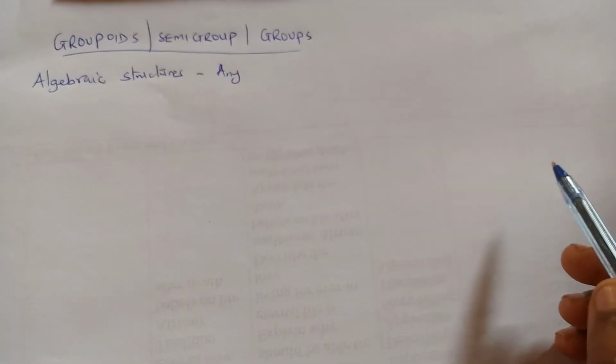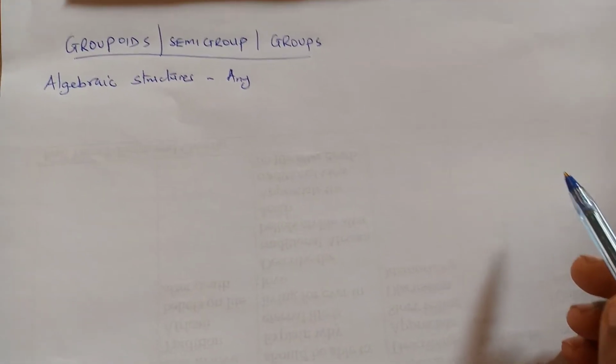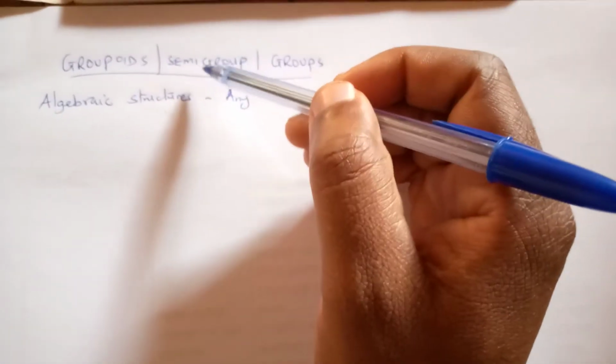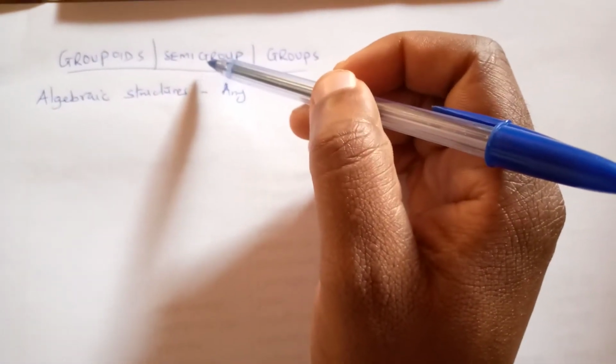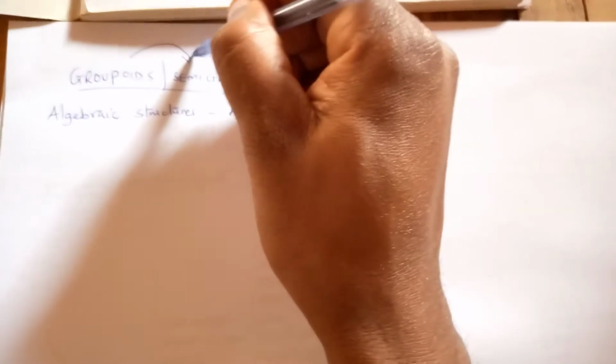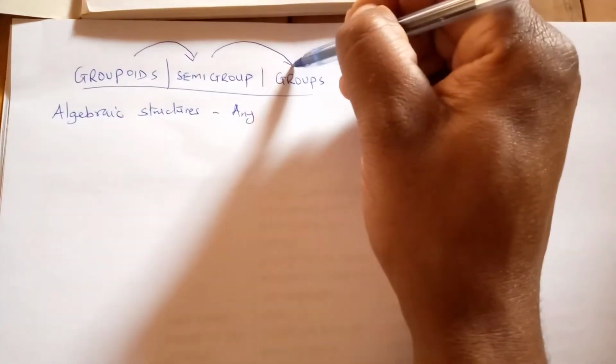Yes, so we are looking at groupoids, and groupoids will link to what we call semigroups, and semigroups will give us a group. So it goes like this.